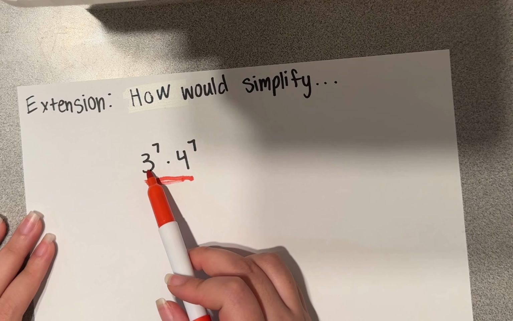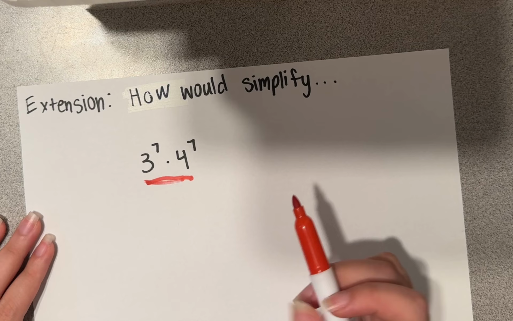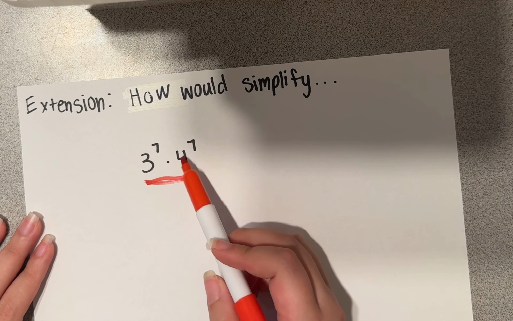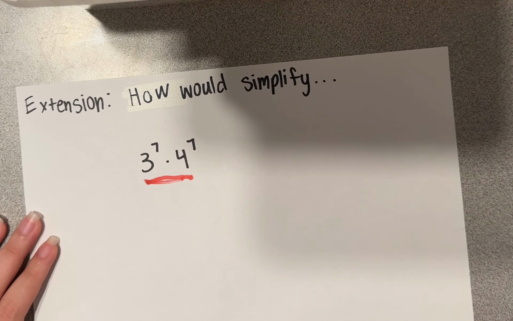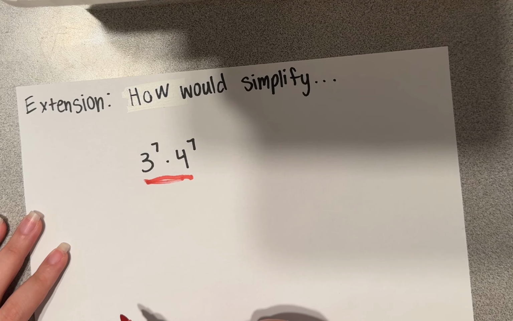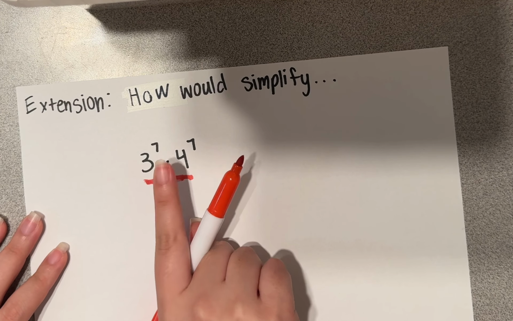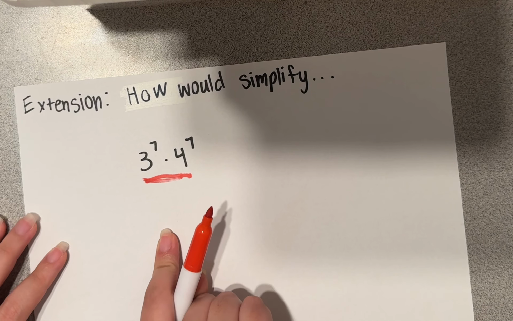So we have 3 to the power of 7 multiplied by 4 to the power of 7. And keep in mind that we have different bases here, but this time we have the same exponent. Unlike before, like the few examples that we just did, where we had the same base but different exponents. So now I want you to think about this problem and let me know.